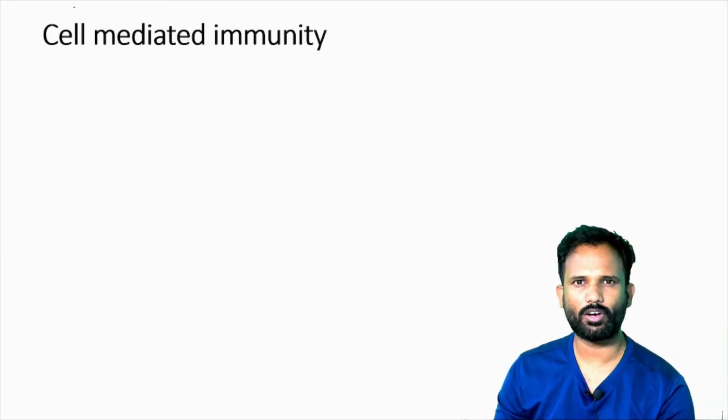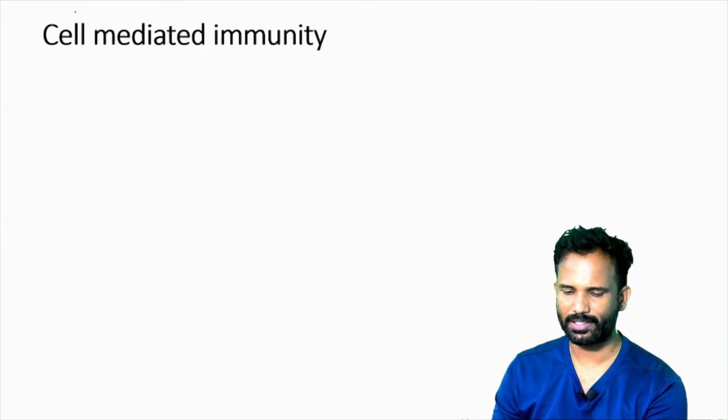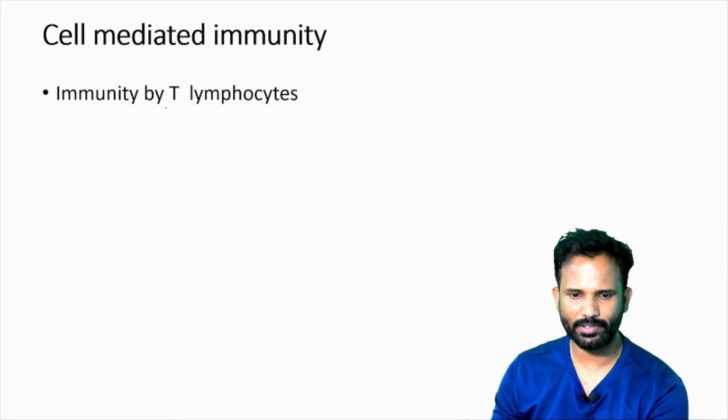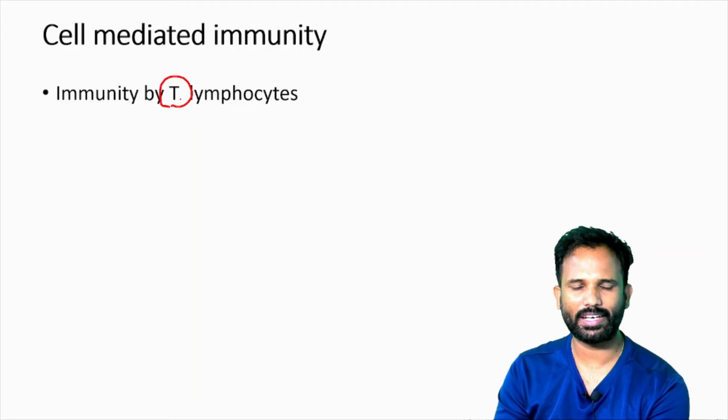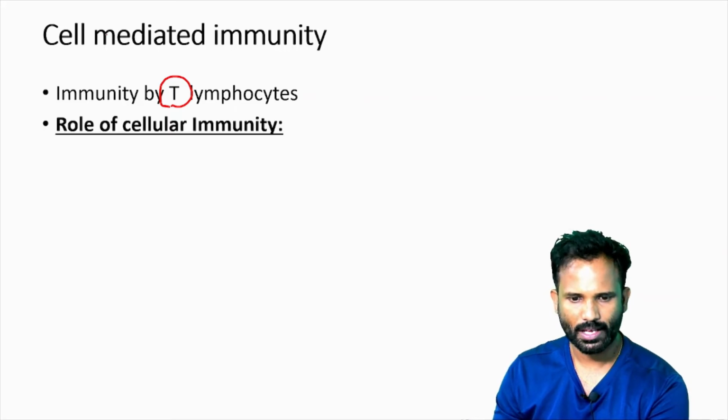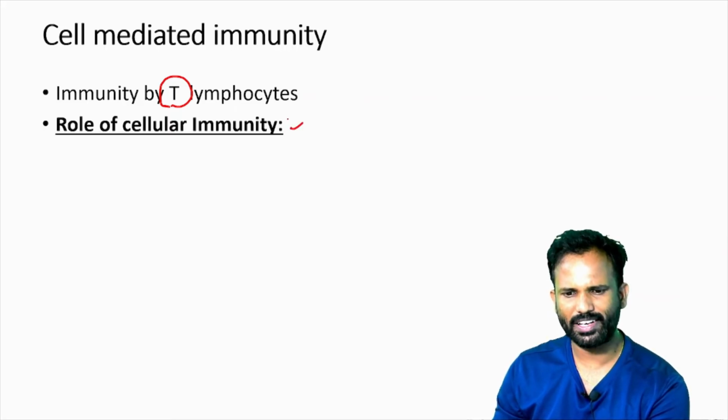Now we'll talk about cell-mediated immunity. Cell-mediated immunity is the immunity by T lymphocytes. In acquired immunity, we have 2 kinds, cell-mediated and humoral immunity. So we'll talk about cell-mediated immunity now. Where does cellular immunity come into action?